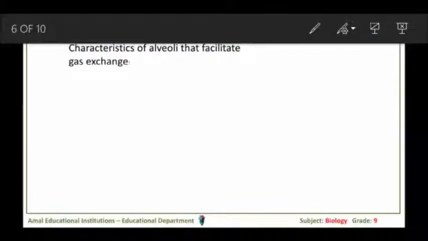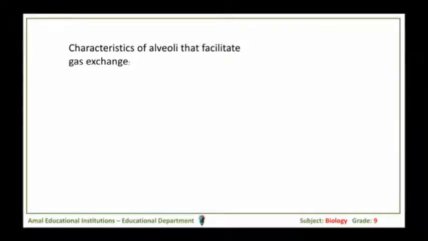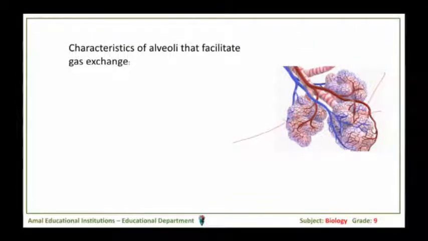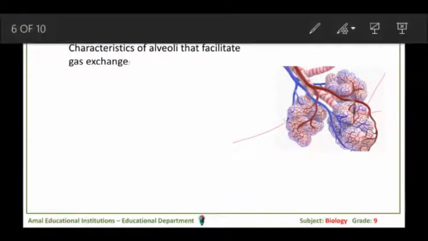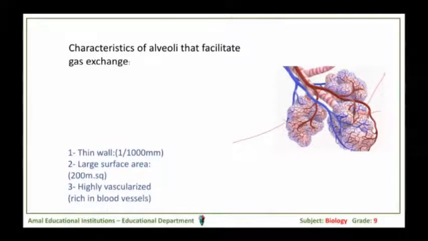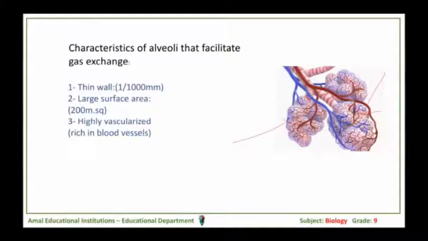Now, what are the characteristics of alveoli that facilitate gas exchange? This is the alveoli surrounded by blood vessels. So, this is the alveoli surrounded by blood capillaries. The characteristics that facilitate the gas exchange at this level are: 1. The thin wall of alveoli. Notice that the alveoli have a very thin wall, which is 1/1000 millimeter.